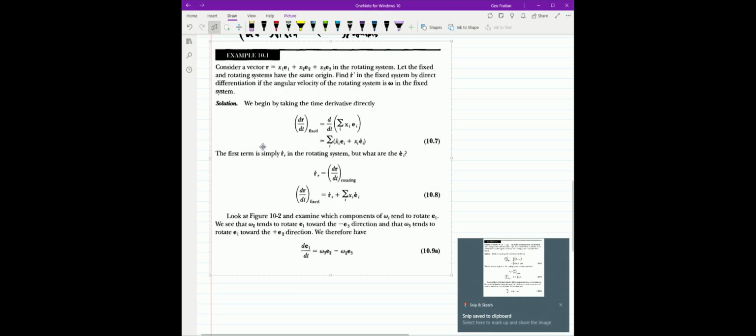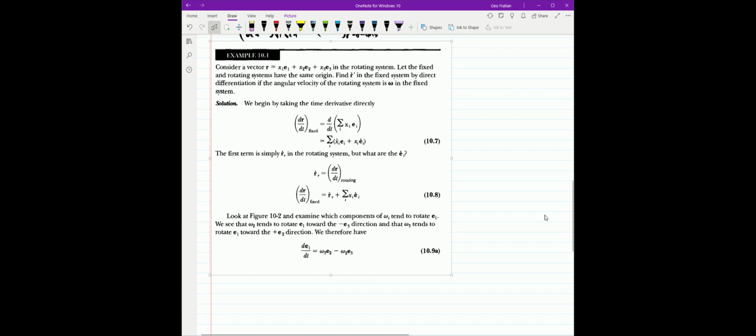So let's consider some vector r in the rotating system given by x1, x2, x3. Let the fixed and rotating systems have the same origin, so I guess we're dealing with one of these systems, and the other system can be whatever. We want to find r dot prime in the fixed system by direct differentiation of the angular velocity in the fixed system.